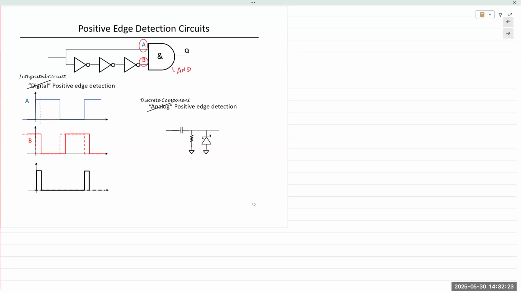And the AND gate, obviously, is only going to give you 1 when both inputs are 1. So positive edge transition is here and here. So the design of the circuit is that whenever a positive edge or rising edge is sent in, the circuit will send a pulse output.